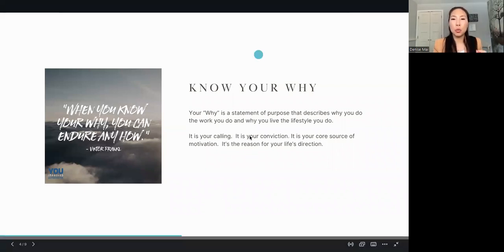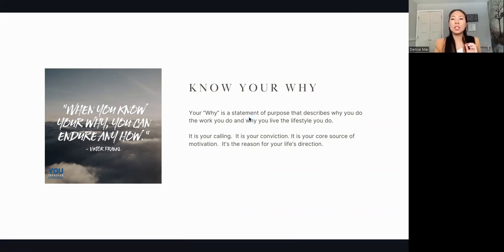And when you have such a strong why, it's going to get you out of bed in the morning. It's going to get you working on days when you don't want to work, right? When you have that strong enough why, it's going to push you past those days when you're feeling down, feeling out, right? So that's why knowing your why is so crucial. Really, when you have a why, it's your calling. It's going to be your conviction, your core source of motivation, and your life's direction. As you can see on the left, the image says, when you know your why, you can endure anyhow, right?